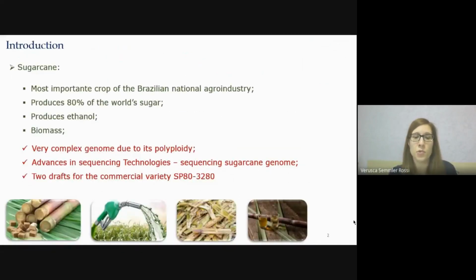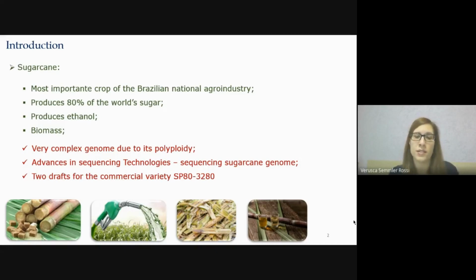Sugarcane is one of the most important activities of the Brazilian national agro-industry. It produces 80% of the world's sugar, produces ethanol, and its biomass is used to generate renewable energy. It has a very complex genome due to its polyploidy.